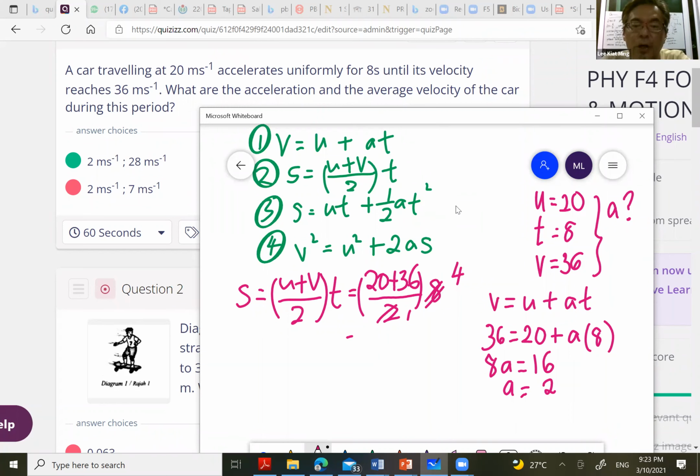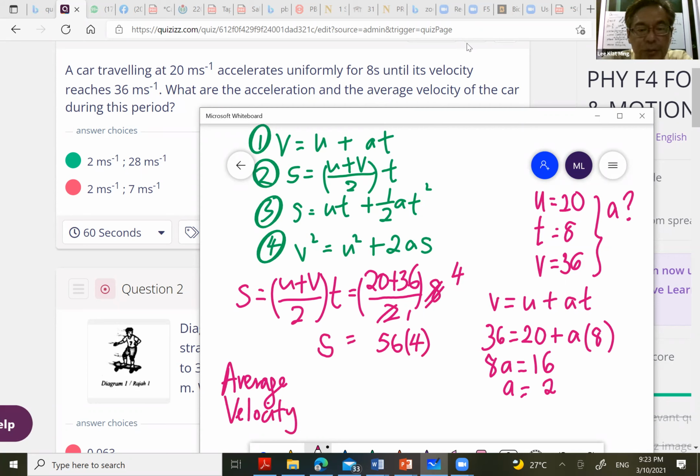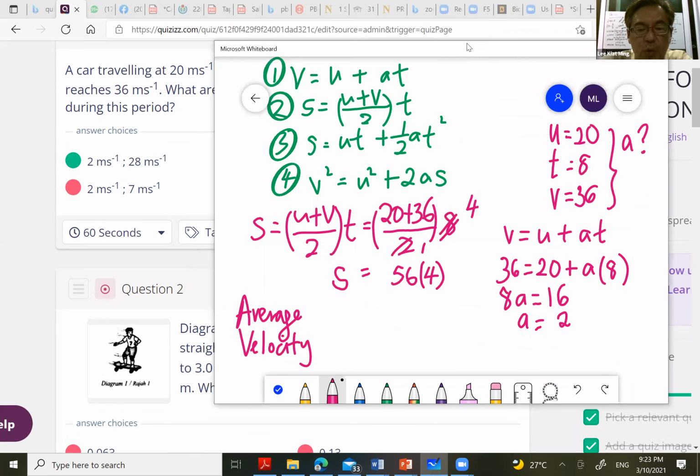You may not need to put the answer because it's not the end yet. The question is asking for average velocity. Average velocity will be total distance over total time. So total distance we know is S, over the time given, 8 seconds. I'm going to put in the value 56 times 4 over 8 seconds. Between 8 and 56, we simplify to have a 7 after you divide by 8. So you're going to get 7 times 4, which is 28.